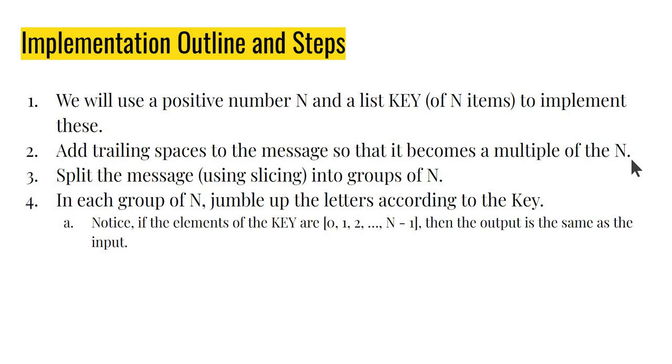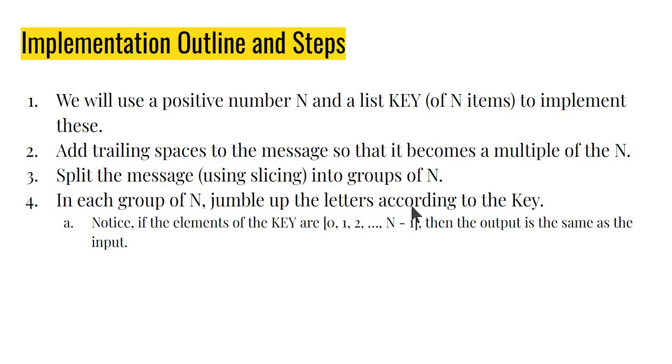Because remember, if let's say the message has 31 items, and we are using n equals 6, then I must add at least 5 to become 36. So I want to make sure that my message length is a multiple of n in general, and hence I will add some trailing spaces.